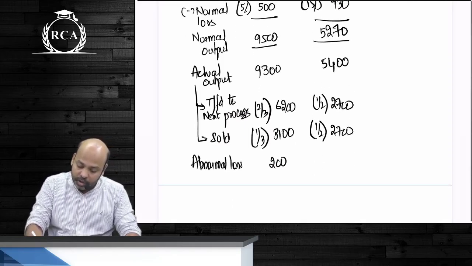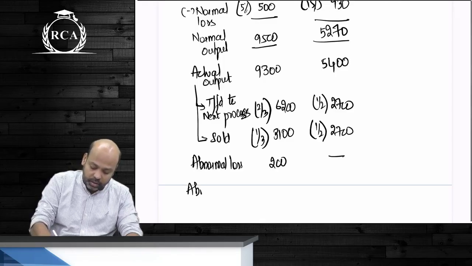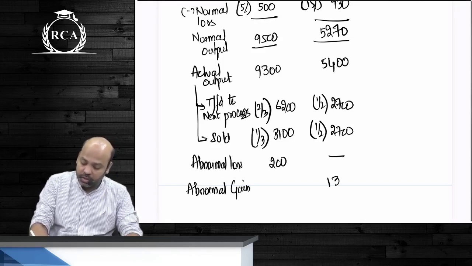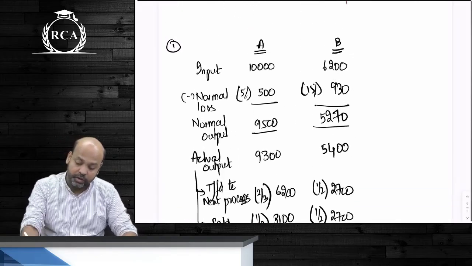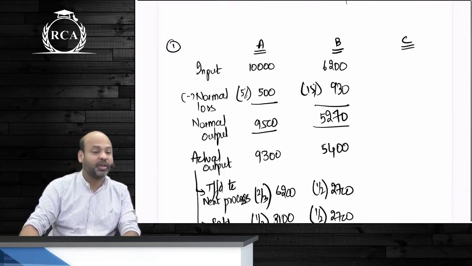Do you have an abnormal loss or an abnormal gain here? Normally you were supposed to produce only 5,270 units, but then we produced 5,000. We have a gain of 130 units. Process C, Abhishek sir, what should be the input?